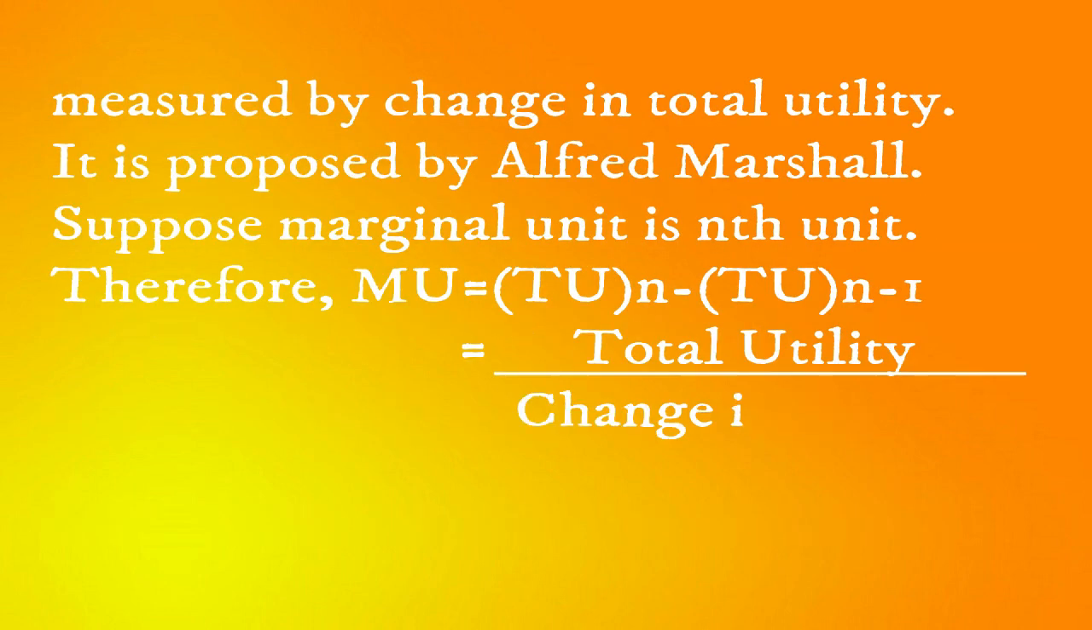It is proposed by Alfred Marshall. Suppose the marginal unit is the nth unit. Therefore, marginal utility is total utility nth minus total utility (n minus 1), which equals change in total utility divided by change in quantity.